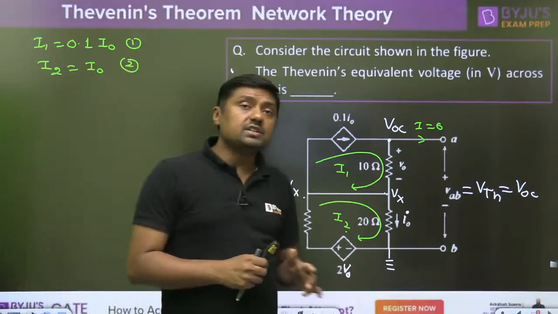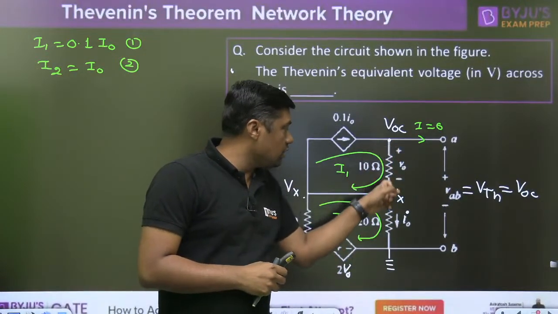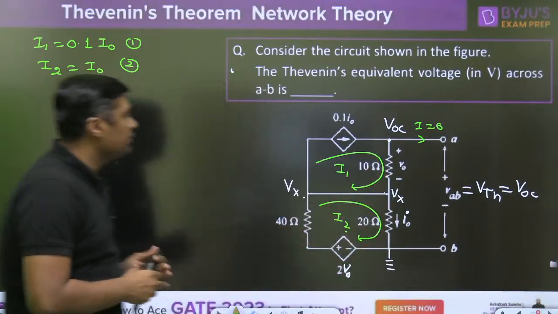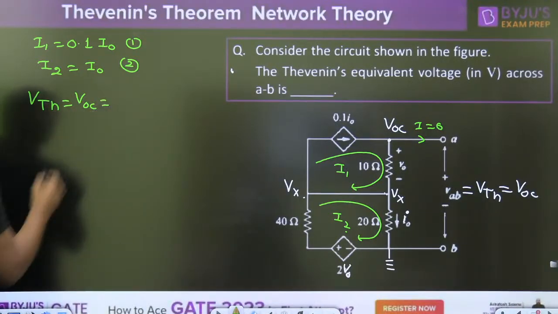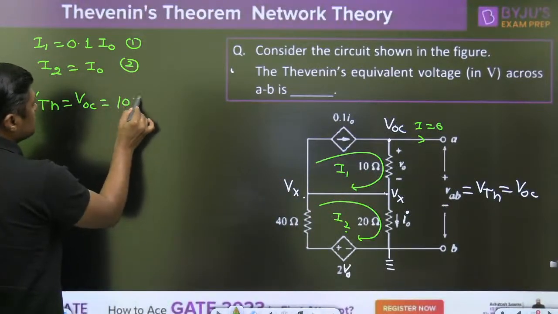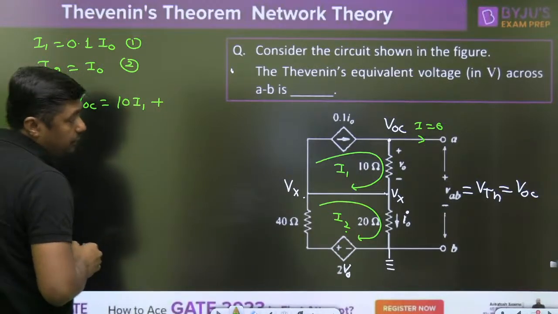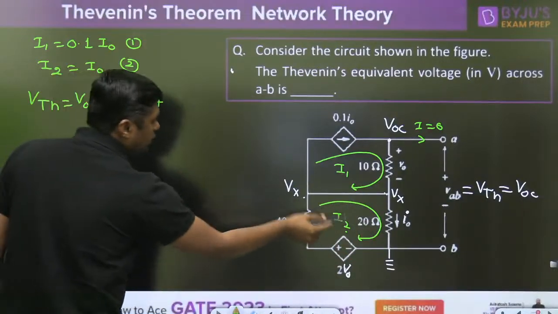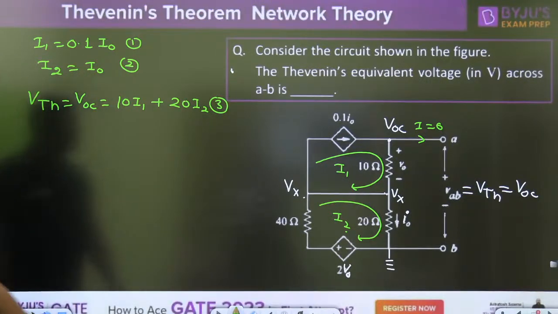Now what is the VTH here? Write down the KVL here. When I am writing the KVL, the current in the downward direction is I1, and the current in the downward direction is I2. So what is VTH equal to? VOC is equal to 10 times I1 plus 10 times I1 plus 20 times I naught. That is nothing but 20 times I2. That is equation number 3.